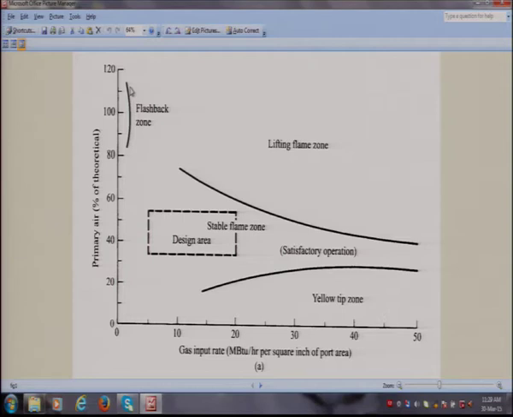If you follow the cursor that I am showing here, with this velocity, imagine this velocity, for 110% theoretical air, you are not going to get flashback. With the same velocity, you are getting flashback for about 100% or maybe little lower than 100% theoretical air also. What is the reason?